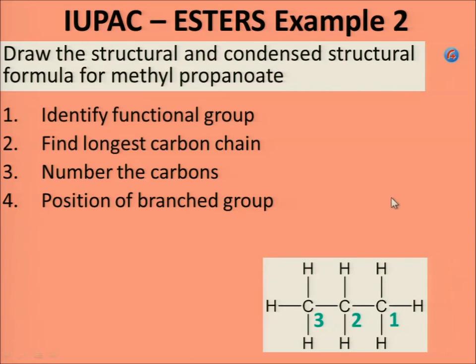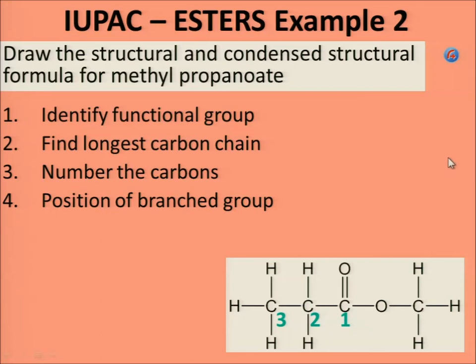Example 2. Draw the structural and condensed structural formula for methyl propanoate. Prop means 3 carbons. Therefore, the first step is to just draw your 3 carbons. Your next step is to add your carbonyl bond, carbon double bond oxygen, and your oxygen with your carbon chain to make it look like an ester. Now the methyl part in the beginning of the name is the part that needs to be bonded to that oxygen atom, which is 1 carbon, CH3. And there you have it, methyl propanoate.